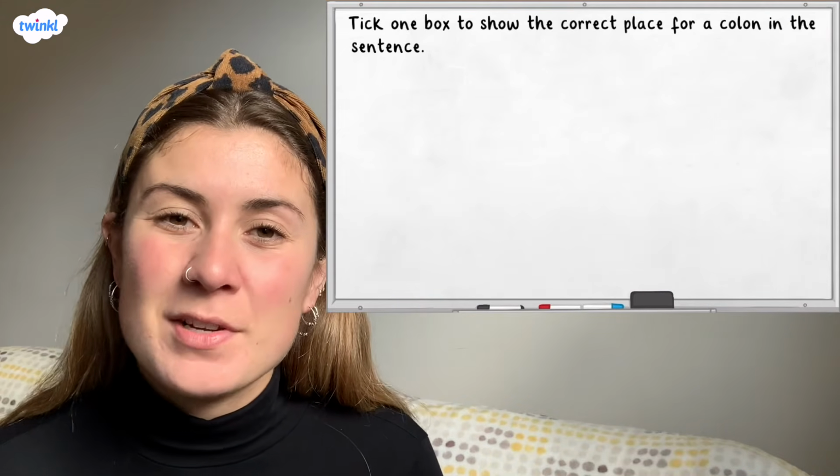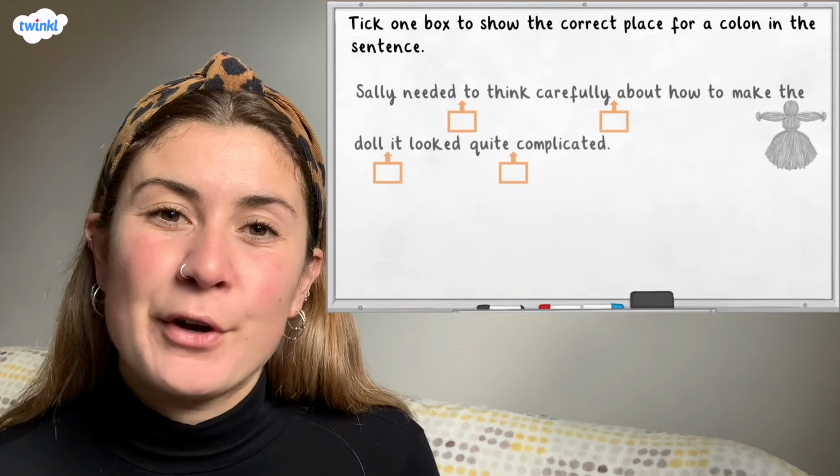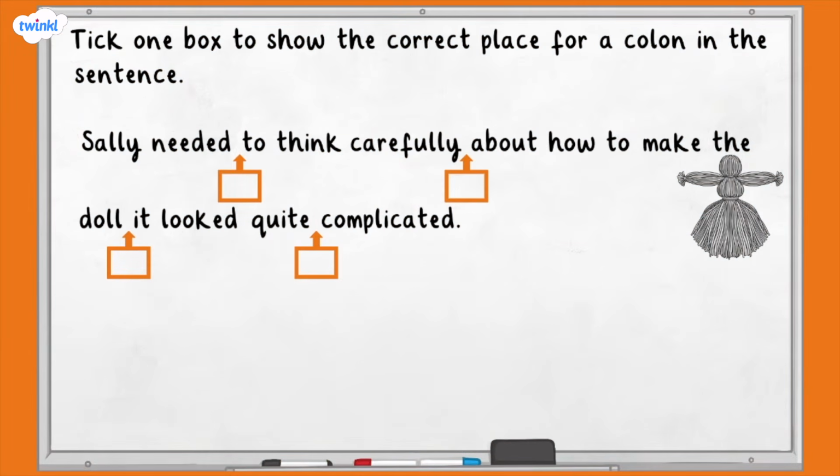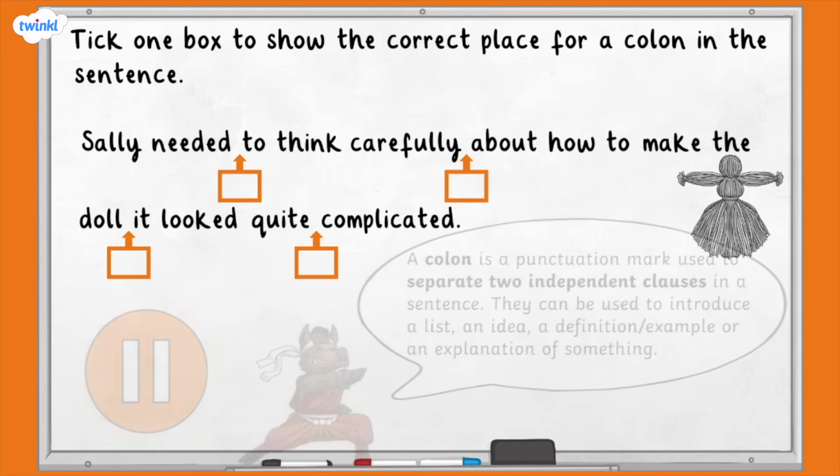For the next question, you're being asked to tick the box that shows the correct place for a colon to be in the sentence. Sally needed to think carefully about how to make the doll. It looked quite complicated. Pause the video and press play when you have an answer.